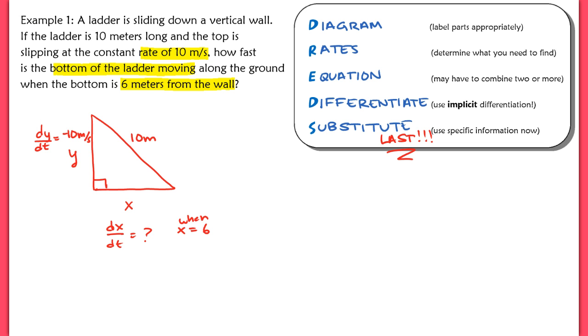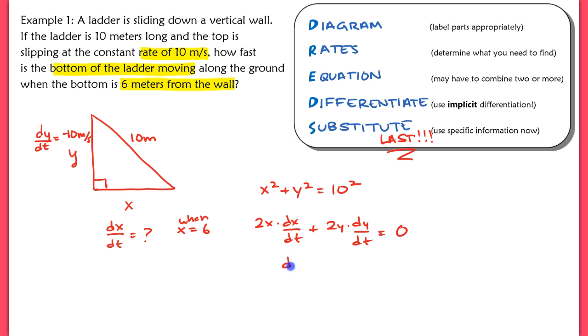All right, so now that we've gone through and found all of the important information and placed it into our diagram, we're ready to write our equation. So if we look at our diagram, I can relate the variables x and y with the Pythagorean theorem. x squared plus y squared should equal 10 squared. All right, now we've got our equation. Now let's go ahead and differentiate this equation here with respect to time. So we have 2x times dx/dt plus 2y times dy/dt equals just 0.